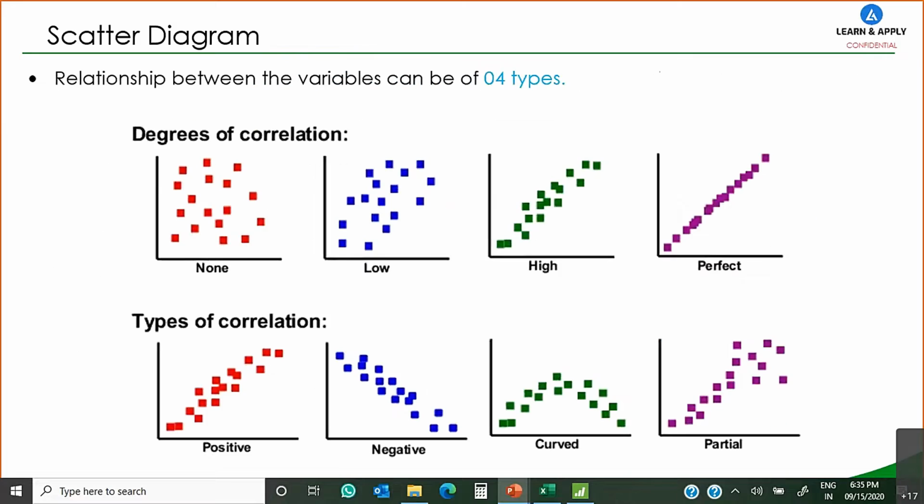Let's understand in more detail what degrees of correlation are available, and how we can say whether two variables are correlated with each other or not. If the trend of the scatter plot is like the first diagram, where all the points are scattered away from each other, we can say there is no correlation between these two variables. If these points come close to each other, there is a low correlation present between these two variables.